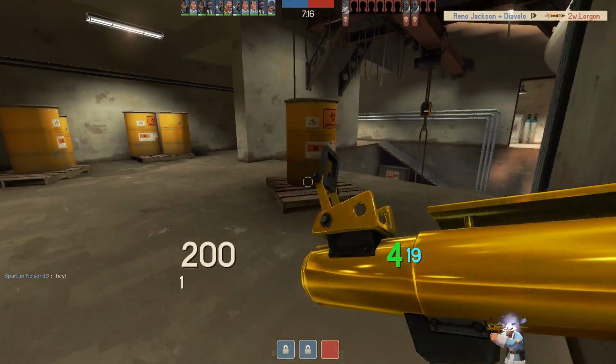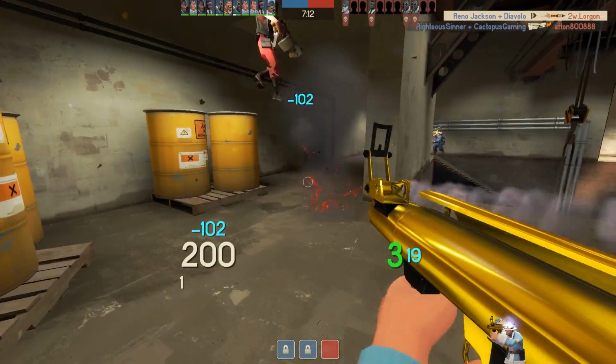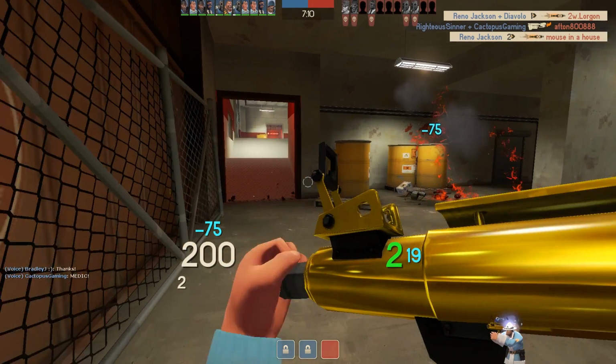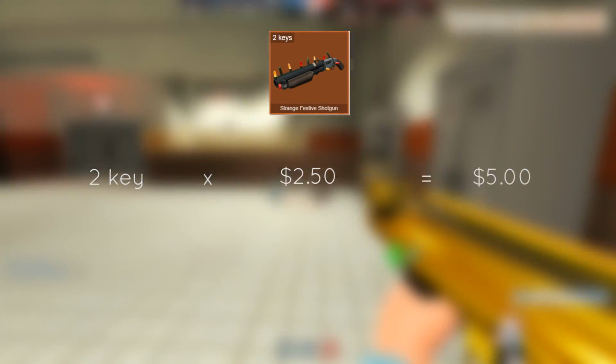This means that all items priced in keys would now display an accurate value. For example, if we use the flat price of $250 for keys and you had a 2-key item, it would be valued at 2 times $250 or $5.